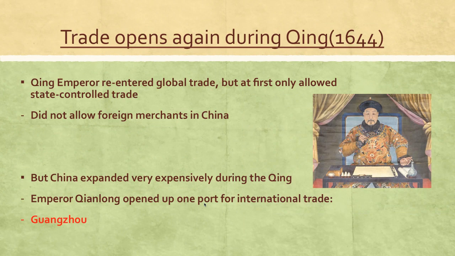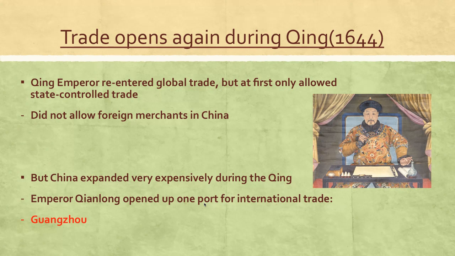And while the Ming dynasty declines and the Qing dynasty comes in, the Qing dynasty is going to keep most elements of isolation. Yes, it's going to re-enter global trade, but at first it's only going to be state-controlled trade. And what I mean by that is the government is going to control all trade coming into China. For instance, they do allow silver to come into their country from Manila, which is obviously a Spanish-controlled colony. But they're not allowing foreign merchants to come into China. This is a big element of their isolationism.